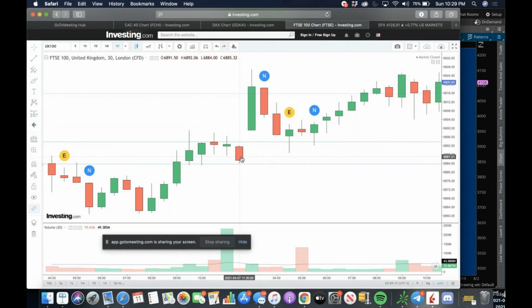So we have a close here, a 4.7 close of 6885.32. Next day, the low was 6888.58. This is not considered a gap fill.